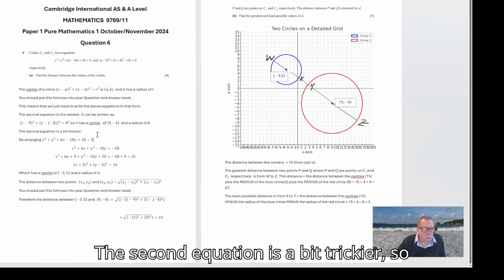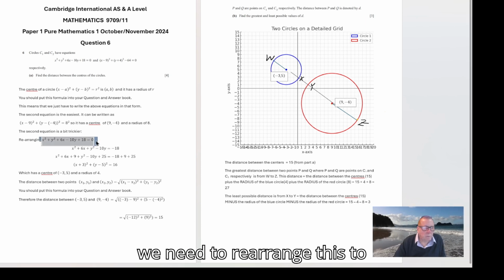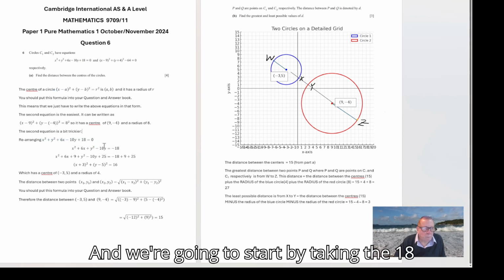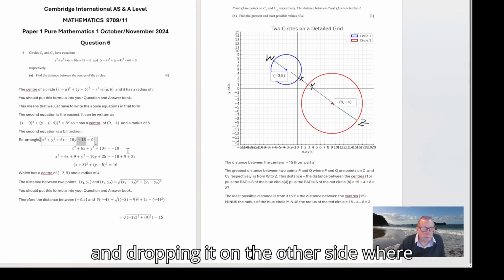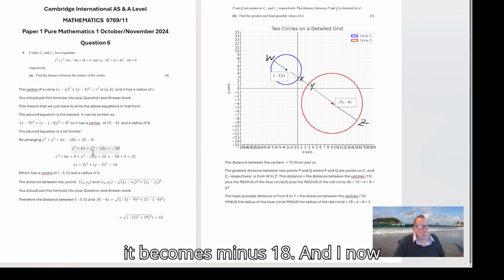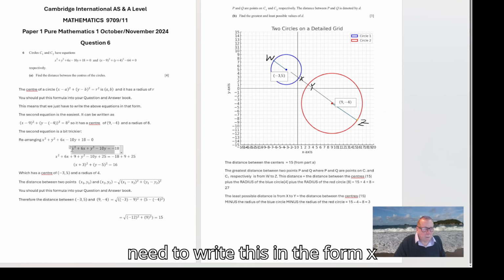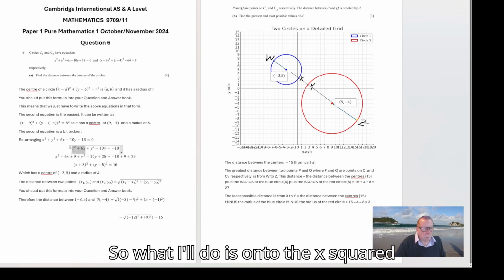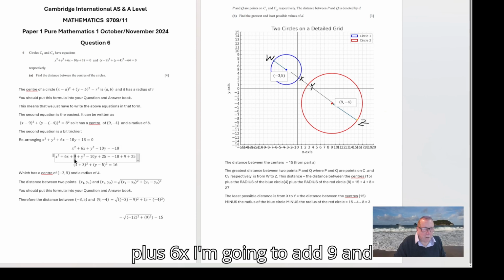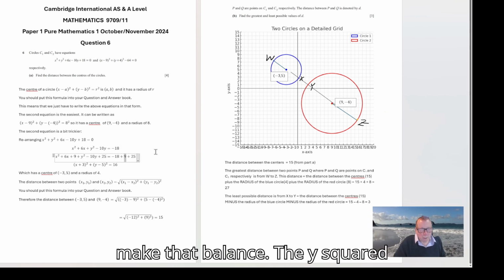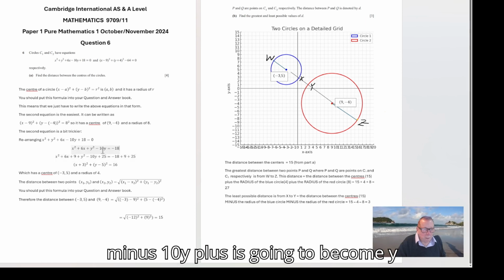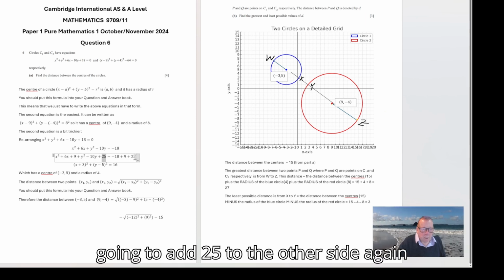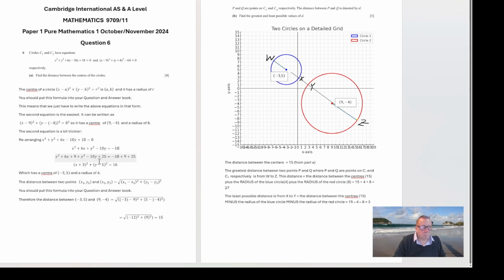The first equation is a bit trickier, so we need to rearrange this to this format here. We're going to start by taking the 18 and dropping it on the other side, where it becomes minus 18. I now need to write this in the form (x − a)² + (y − b)². So onto the x² + 6x, I'm going to add 9, and add 9 to the other side to make it balance. The y² − 10y becomes y² − 10y + 25, and I'm going to add 25 to the other side again to make it balance.